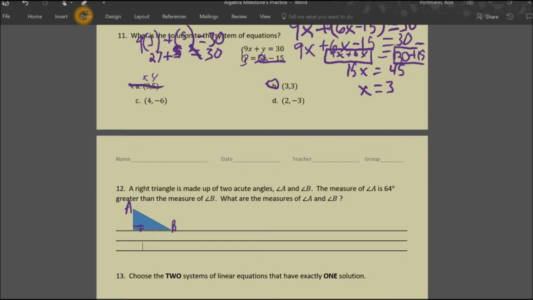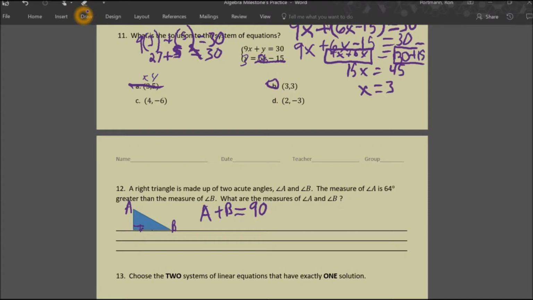It says the measure of angle A is 64 greater than the measure of B. So with those two statements, we're going to set up a system of equations here. All right, so how we would do this is we would say, well, the 2 angles A and B, A plus B, have to add together to give us 90. Because if this angle is 90 degrees, these 2 angles have to add together to give us 90 degrees, because 90 plus 90 is 180, and a triangle has 180 degrees in it.